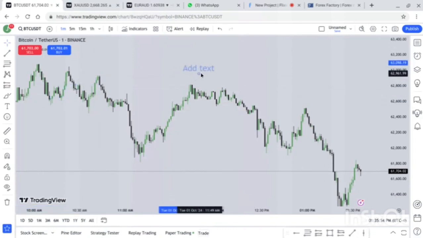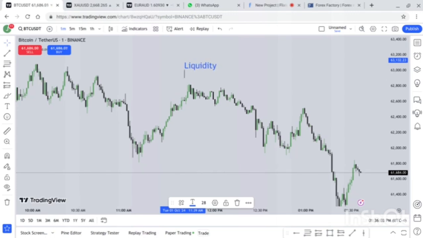Let me take this to this level. Alright, we're talking about liquidity. Mind me if I don't spell it well. Then we're talking about fair value gap, or imbalance, and we're talking about MSS. Yes, this is what we'll be talking about.